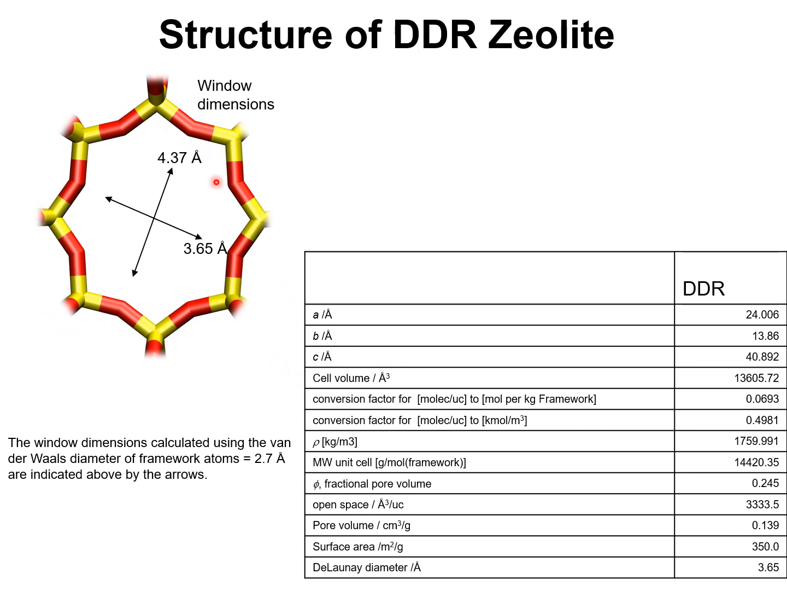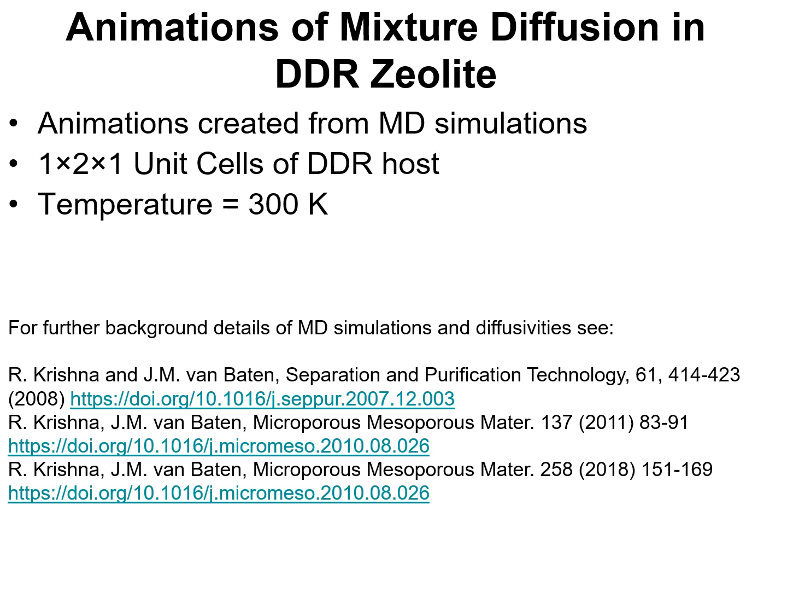This shows the dimensions of the 8-ring windows separating cages. The smallest distance is 3.65 angstrom and the longest distance is about 4.4 angstrom. Further structural details of DDR zeolite are provided in this table. These are the unit cell dimensions A, B, C, pore volume, surface area, to gain insights into molecular motions in DDR zeolite.